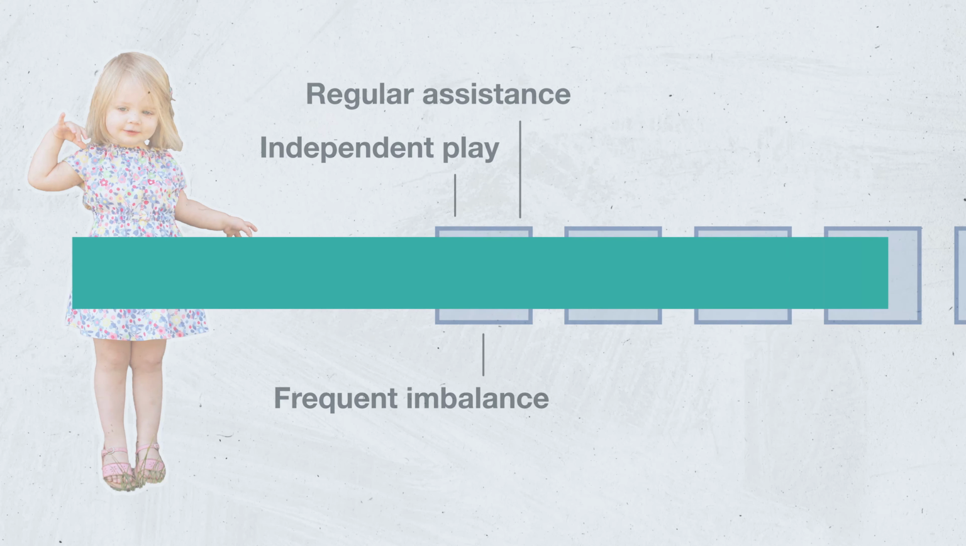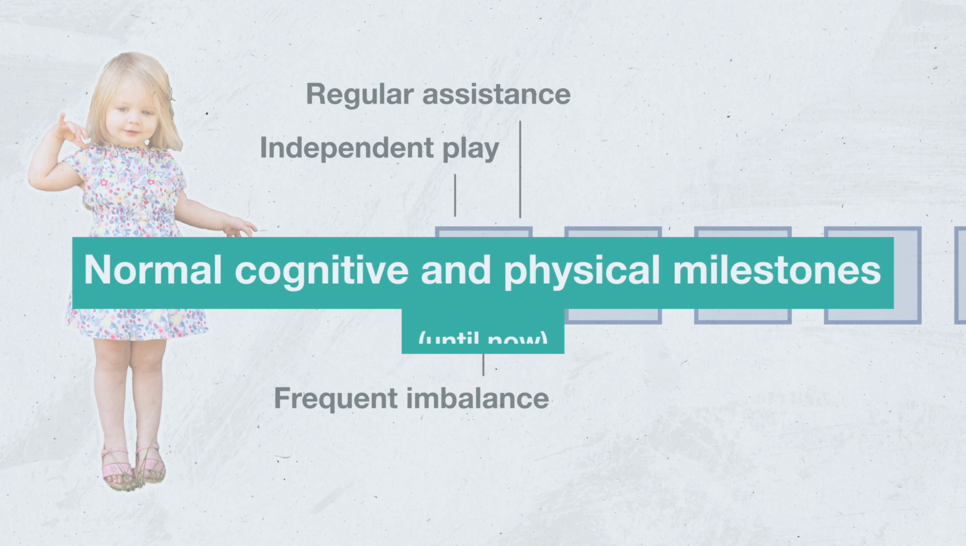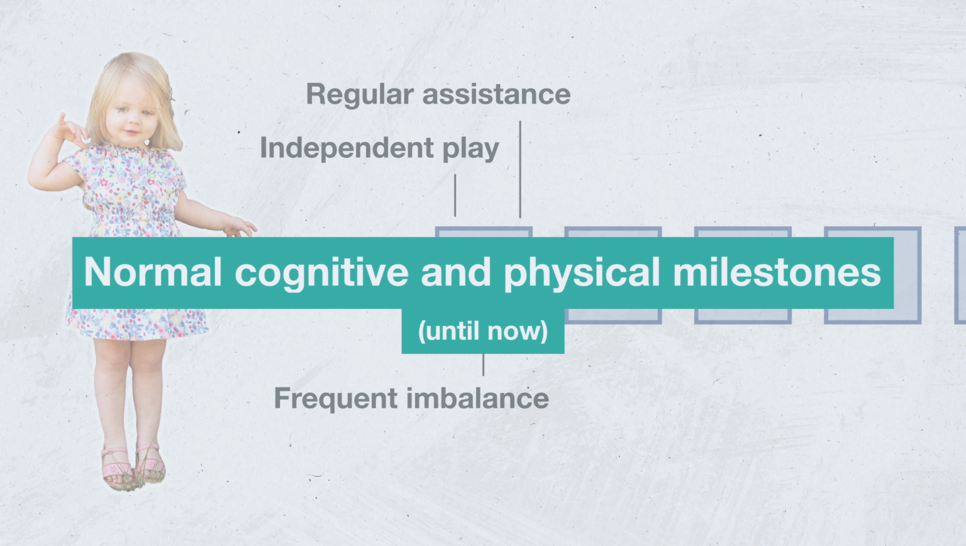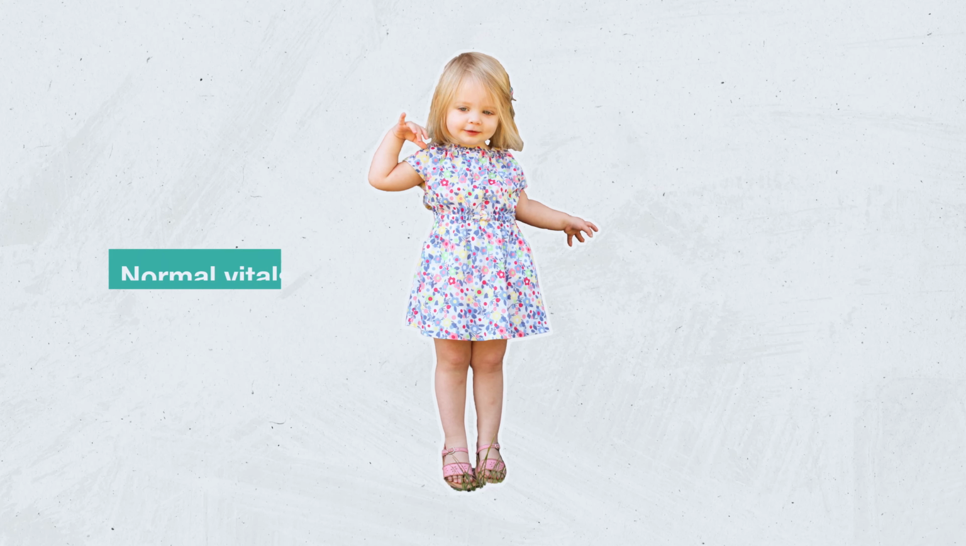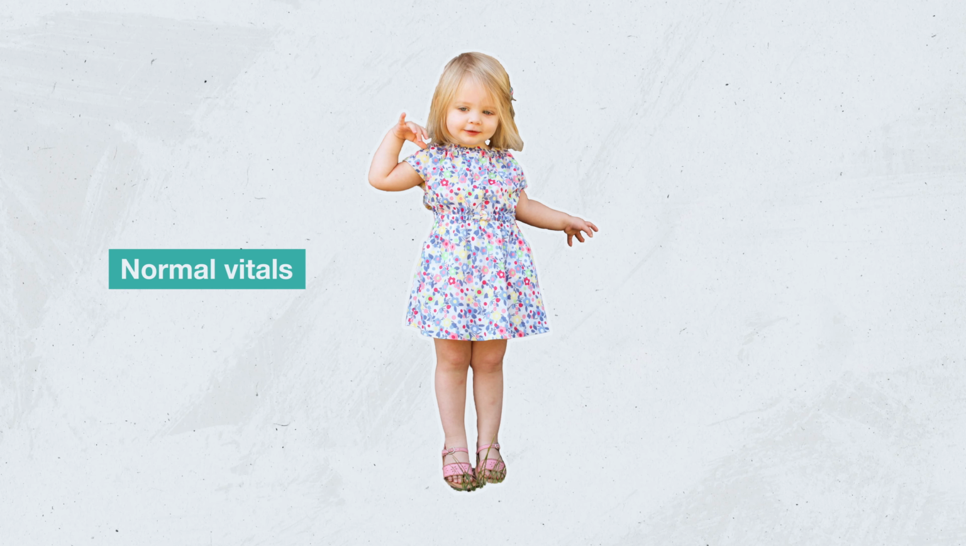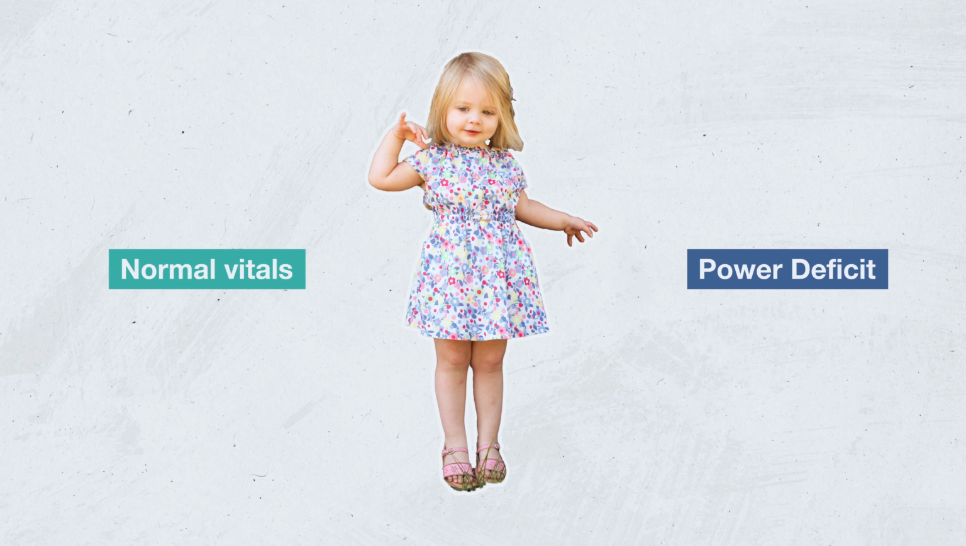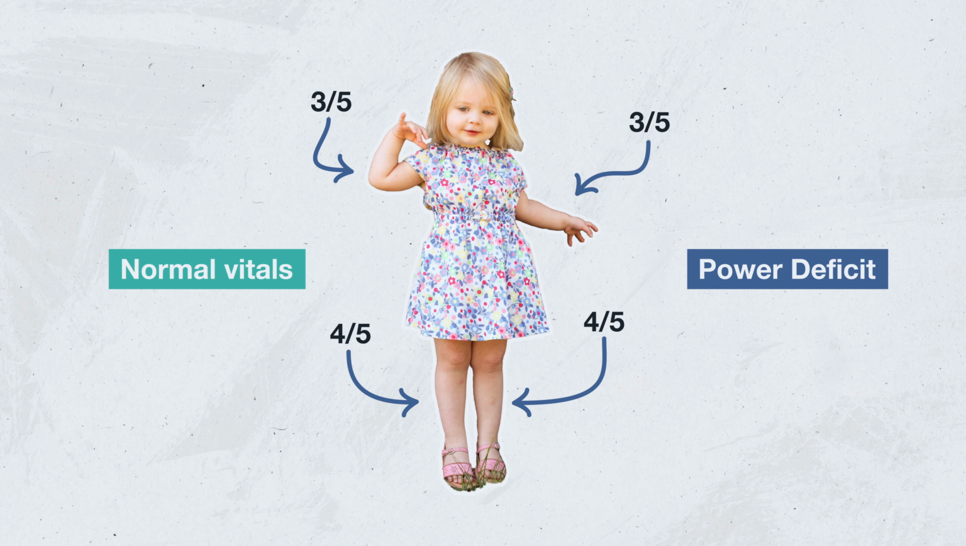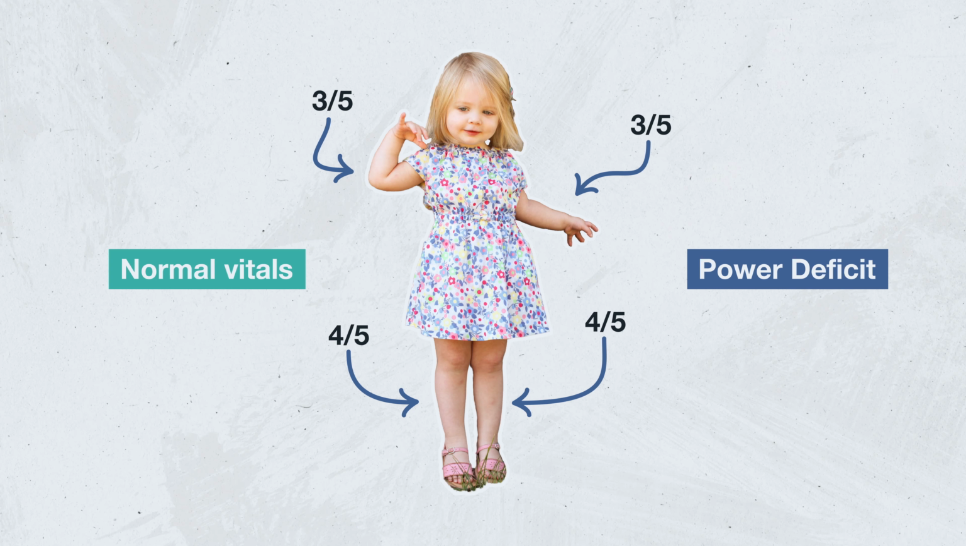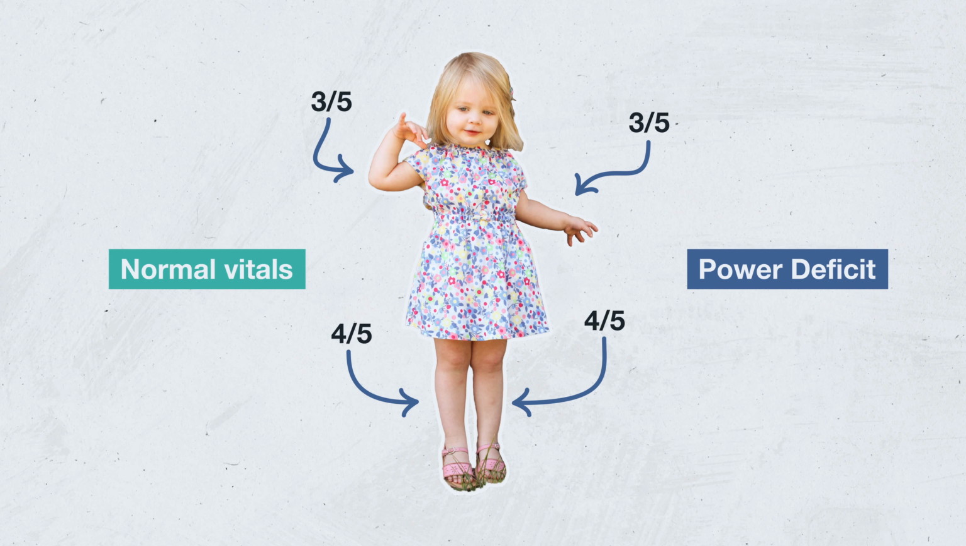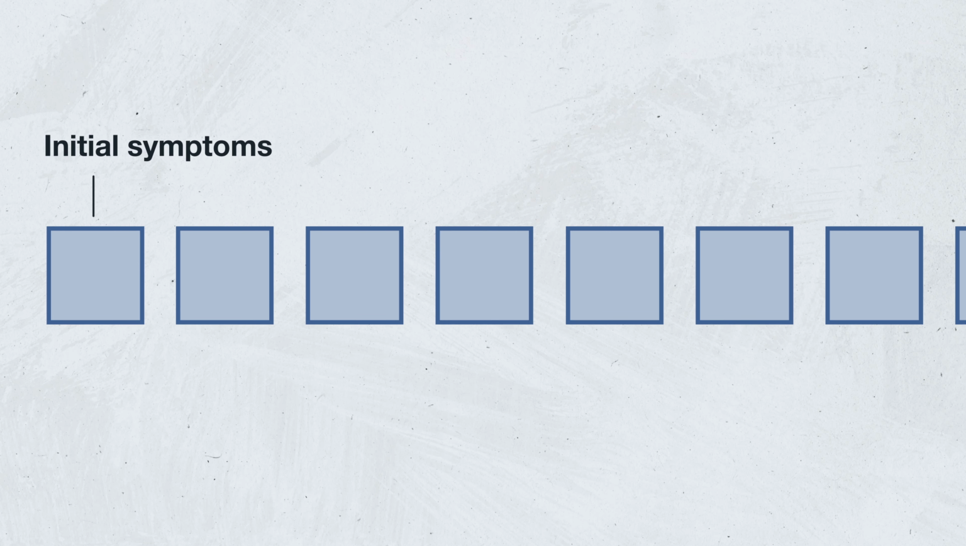Until this point, the patient had hit both her cognitive and physical developmental milestones. The patient's vitals are normal, and physical examination demonstrates obvious power deficit in all four of her limbs. Laboratory tests show elevated serum muscle enzymes, but reveal very little else. Over the next few months, the girl's condition continues to deteriorate.